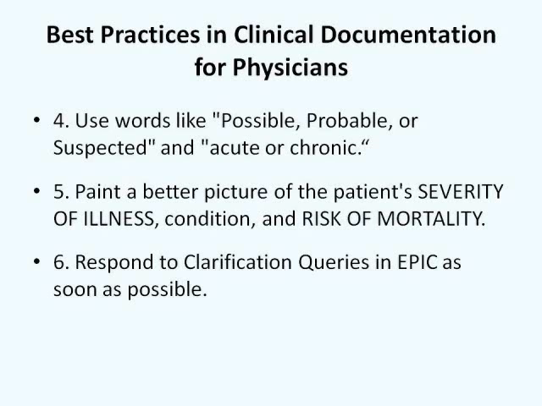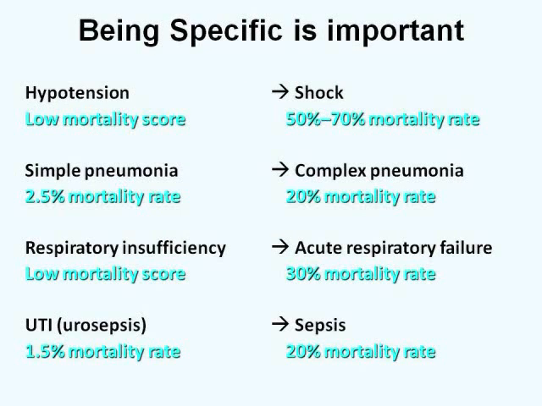Let's take some examples. Being specific is important. Instead of mentioning hypotension, which reflects a lower mortality score, if the patient was in shock, say so, and say that the patient was in shock, and this reflects the severity of the case, where in some instances it can be 50 to 70% mortality rate.